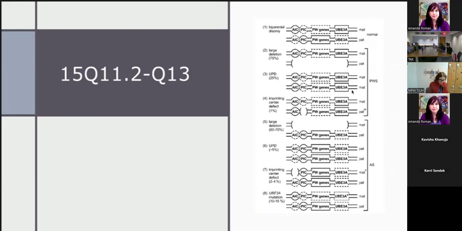So what we can see is that the classic deletion is what contributes to Prader-Willi 70% of the time, and for Angelman's, it's 60 to 70% of the time. But the second reason is non-functioning of genes in the region due to imprinting status and uniparental disomy. What I mean by that is that uniparental disomy is the etiology for only 30% of cases of Prader-Willi and less than 5% of cases of Angelman's.